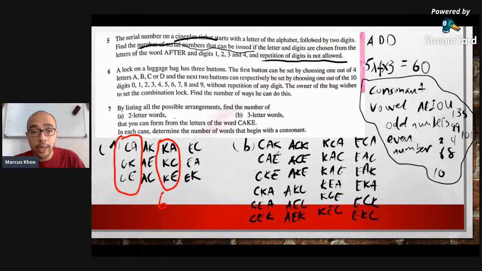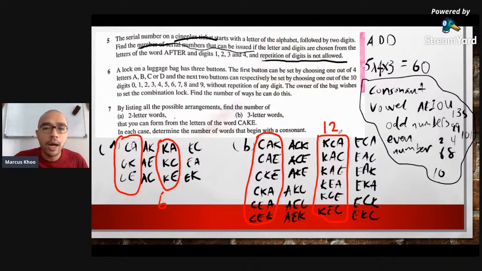So what about this way? This one is called consonants kan. Okay. So 6 over here, and then another one is 6 over here. So the answer is 12. But the problem is this lah. How do we use multiplication rule to do all this?